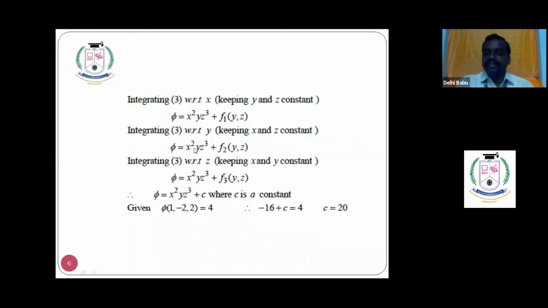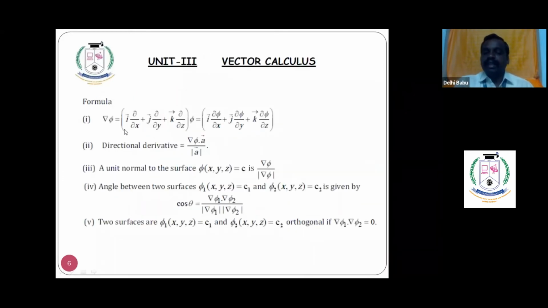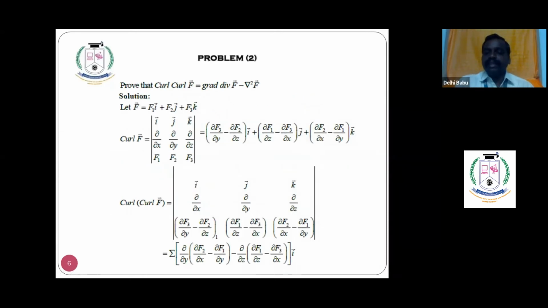That's what I said initially: del is i dou by dou x, j dou by dou y, k dou by dou z. So the i component in del is dou by dou x, the j component is dou by dou y, and the k vector component is dou by dou z. That's what I have written here. The third row is your f vector, where the i component is f1, j component is f2, k component is f3. So expand this determinant. I think you already know how to expand it: i vector into, omit the column and row.